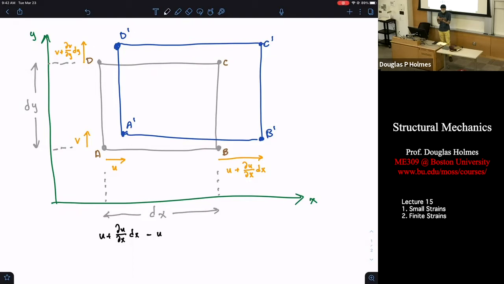Give me a second here to think. So the original length is dx. Sorry, I'm thinking on my feet here. The new length is dx. Yeah, I think this is right. And then we end up with delta u, delta x.